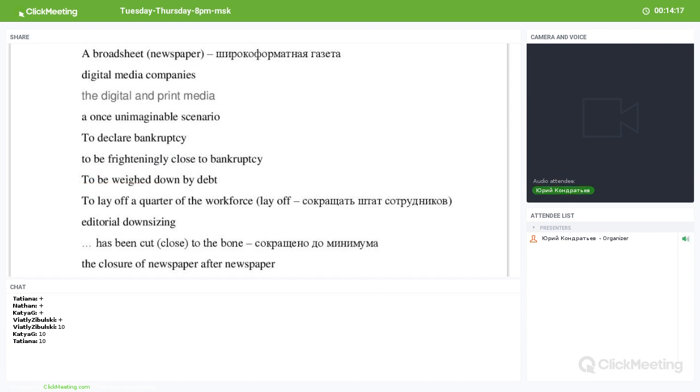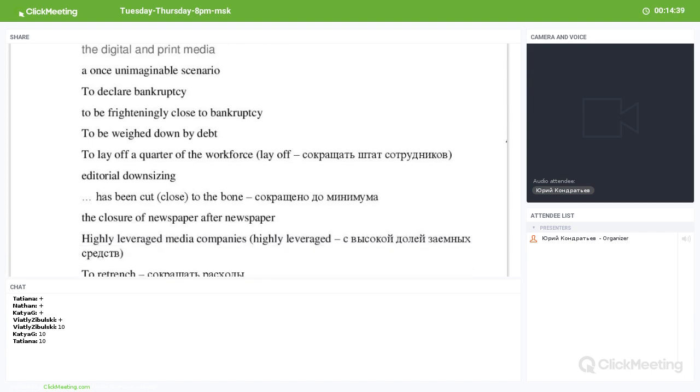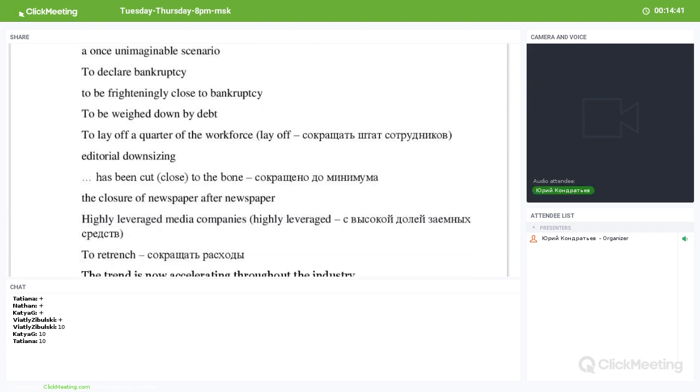And because of this lack of money, here's another expression that you can use. They have to lay off a quarter of the workforce. Maybe a quarter, maybe you can use another amount of the workforce. They also have to do editorial downsizing. It means the editorial board, the people who work in the newspaper, they also have to be laid off and downsized. So their staff has been cut close to the bone.